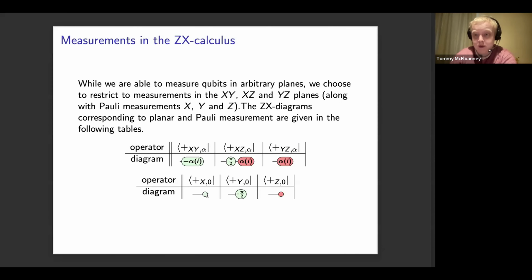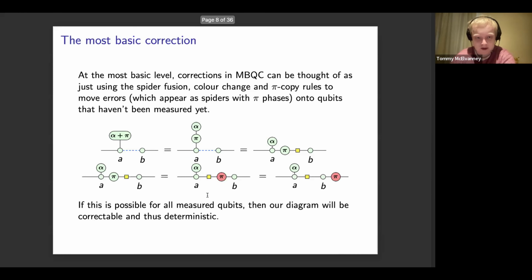So we're going to be talking about corrections in MBQC, and we're going to start with the most basic one. So say we have this first diagram where we've measured A at an angle alpha, but we've got some error. Using simple ZX rules, we can detach the pi from the alpha, push the pi onto the leg, push it through the Hadamard gate so it becomes red, and then either pi copy or use the identity rule on B so that we now have a red pi on the output.